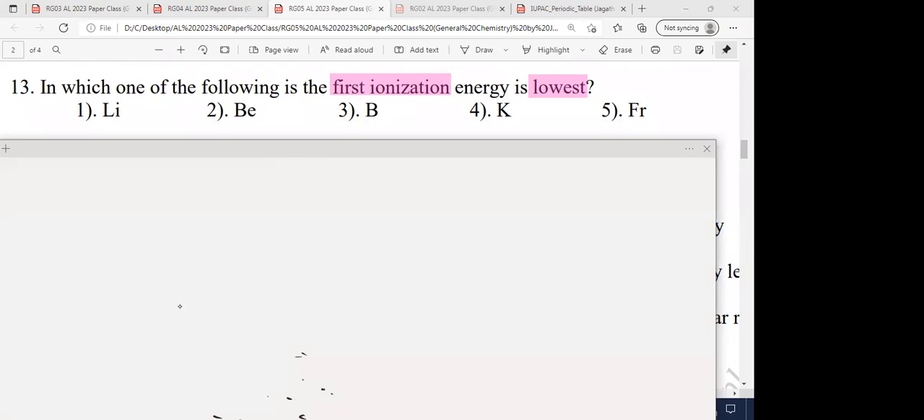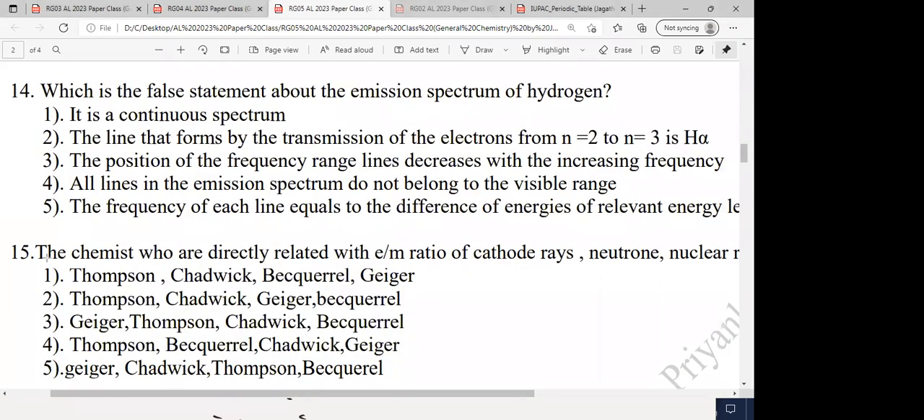13th MCQ. Very good. All of you are correct. Answer is 5. Francium is the group 1 bottom. Francium is in group 1 bottom. Then question number 14. False statement about the emission spectrum of hydrogen. Can you quickly post the answer to the chat?